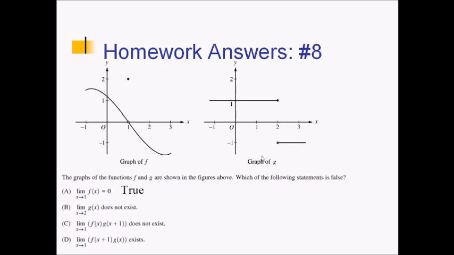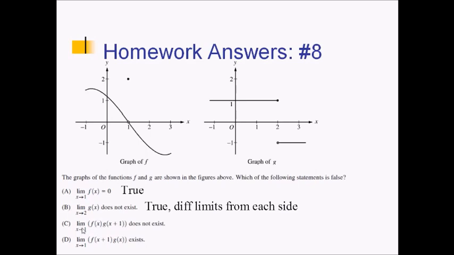So here's the g function. At x equals 2, as we approach from the left, we're at +1. As we approach from the right, we're at -1. The limits don't match up from the left and right, so this is a true statement. The limit at 2 does not exist for the g function. Different limits from each side. Now, choice C is where it gets a little bit tricky.